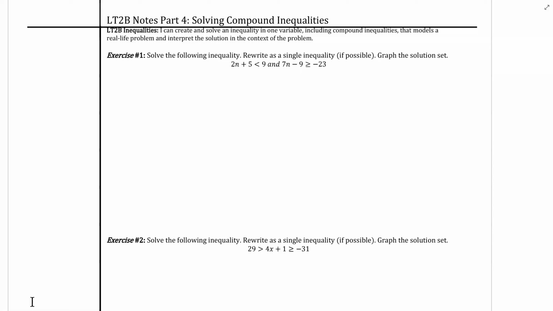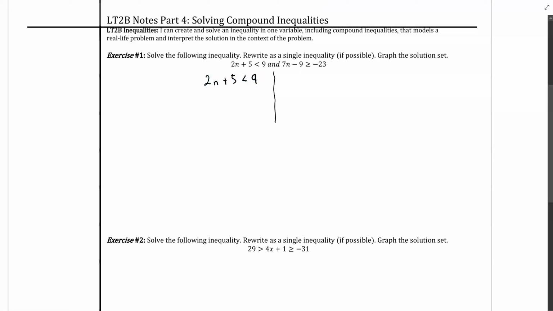there's two separate problems. So what I mean by that is consider 2n plus 5 is less than 9 and 7n minus 9 is less than or equal to negative 23. In this case, the compound inequality has already been split up into two parts. So what we can do is take the first inequality, 2n plus 5 is less than 9, and then solve for n.